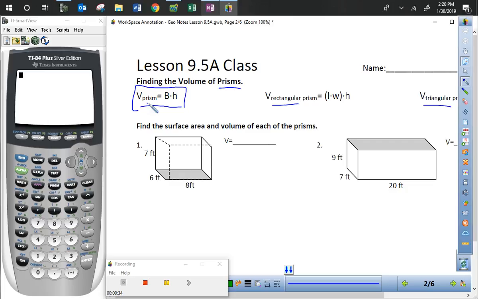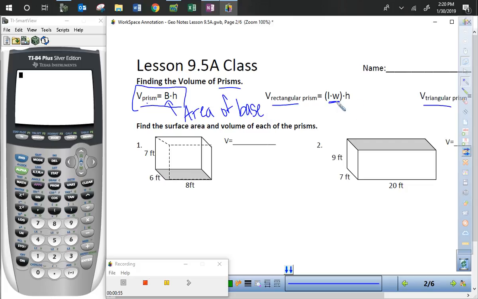That's because big B stands for the area of the base, and then we can find that differently. Okay, so make yourself a note of that if you don't remember that big B means area of the base, so that we can talk about these different formulas.